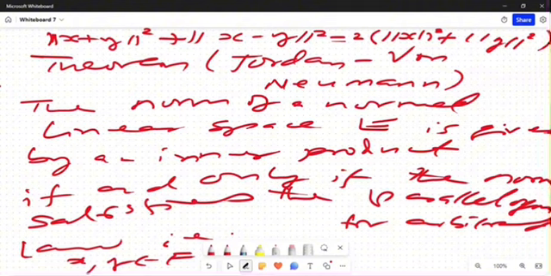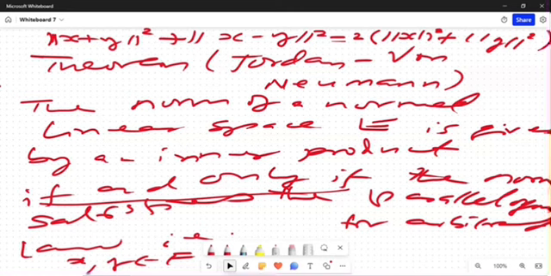So that is the Jordan von Neumann theory. It's a necessary and sufficient condition, if and only if. If the norm of a normed linear space is given by an inner product, you can show that it satisfies the parallelogram law. And conversely, if the norm satisfies the parallelogram law, you can show that it's given by an inner product space. So that's the Jordan von Neumann theory.